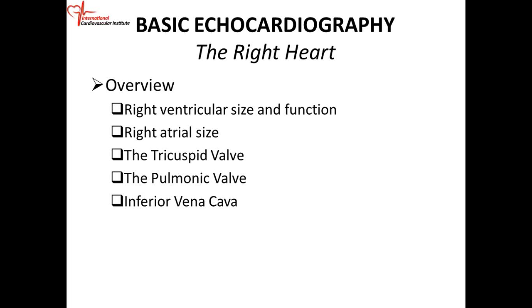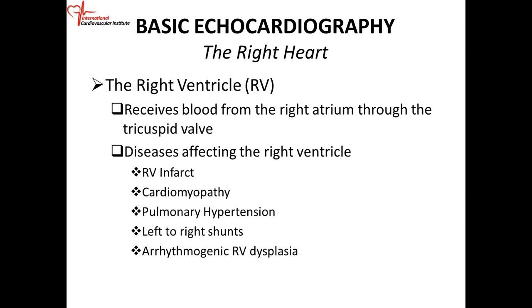So what we're going to do is look at the right ventricular size and function, just like we did the left side, okay? We're going to look at the right atrial size, the tricuspid valve, the pulmonic valve, and the inferior vena cava. So those are the topics that we're going to cover on the right heart in detail. All right, so the right ventricle.